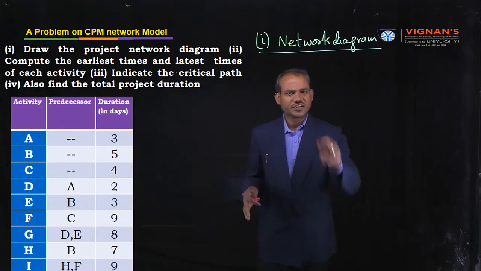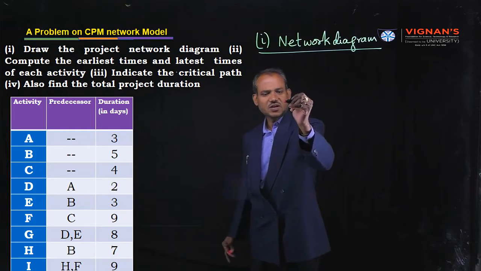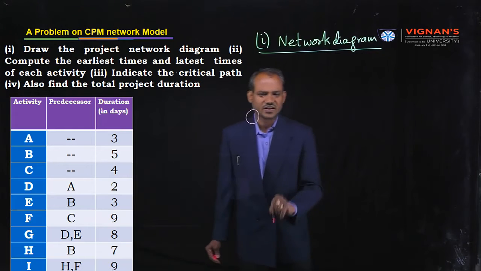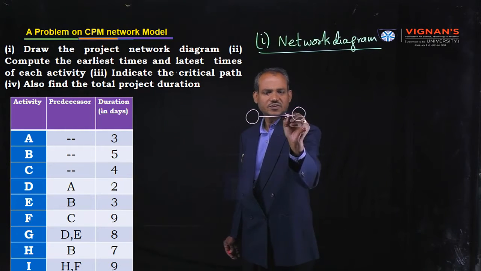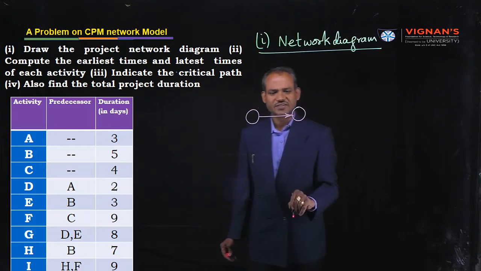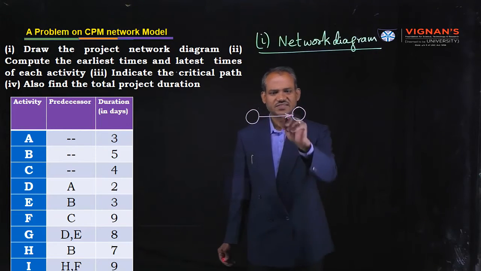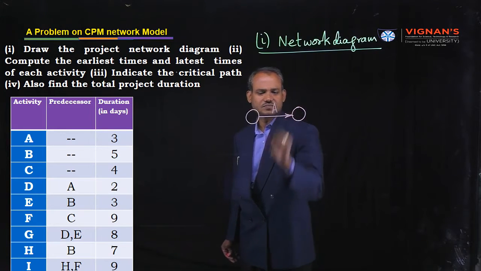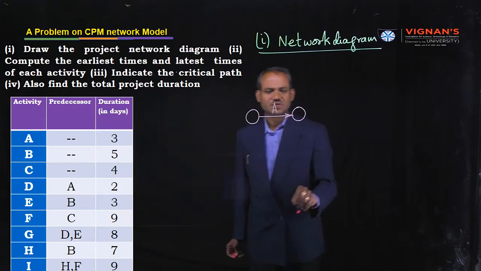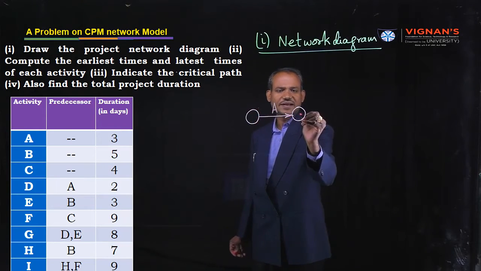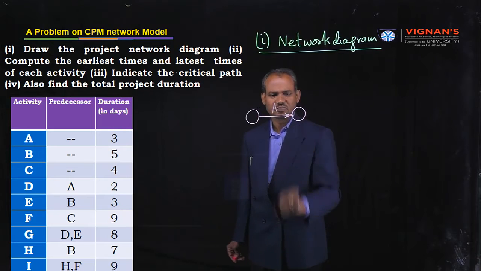First start with A. Draw one circle like this. This is another circle. You have to mark an arrow like this. This indicates one activity. This activity is known as activity A. Activity A starts at this point of time. The activity ends at this point of time.